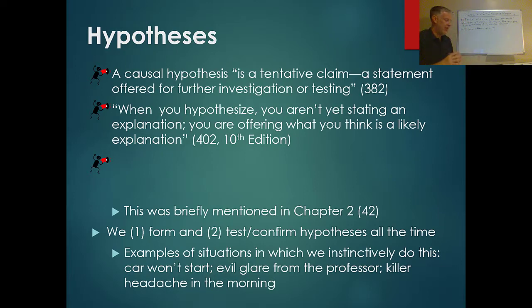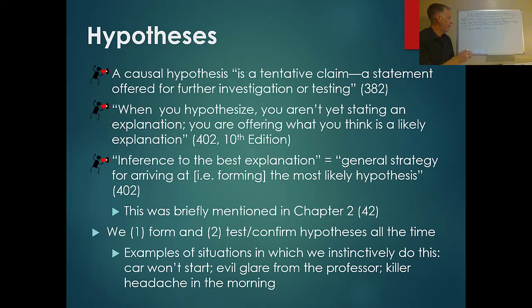And by the way, you might have heard of this idea of the inference to the best explanation, or IBE for short. That's just inference to the best explanation. As they mention on page 402, that's, quote, general strategy for arriving at or forming the most likely hypothesis. So that just describes, in general, how we go about forming our causal hypothesis, or hypotheses in general. Okay? We engage in this sort of inference to the best explanation. Right? We try to figure out, by analyzing various related things, what's the most likely cause or a causal explanation for whatever effect we're interested in. And that process is known, in general, as inference to the best explanation, or IBE for short.